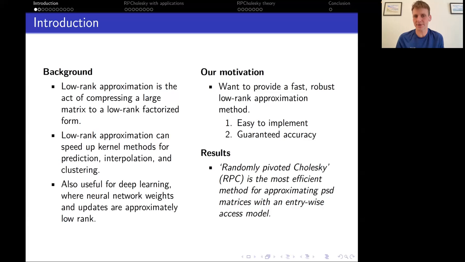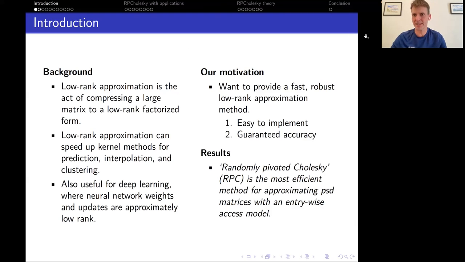I also just learned that it's useful for deep learning because there's a growing recognition that neural network weights and updates to the weights are approximately low rank. So if you're looking at, I guess, GPT-3, and you're trying to fine tune it for some learning task, it often suffices to make a low rank update to the weights. That's an interesting connection I just learned about.